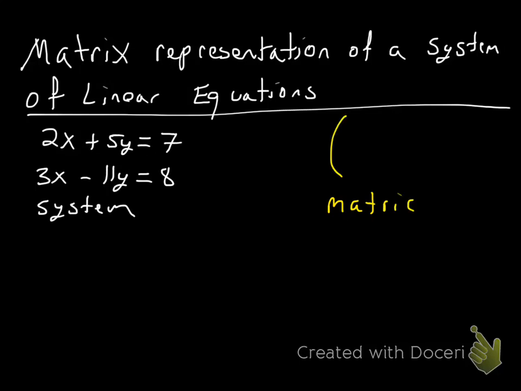So I said matrix, but it should say matrix. I'll fix the spelling here in just a second. What it allows us to do is a little bit of a simplification. We're just going to write the coefficients of the variables. So you're going to have an x column, a y column, and then you're going to have the constants on the other side. So for that first equation, we'll have 2, 5, and then I draw this vertical line to indicate the equal sign. So this is 2x plus 5y equals 7. The bottom will be 3x minus 11y equals 8.